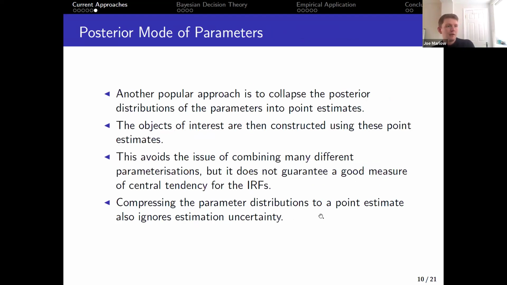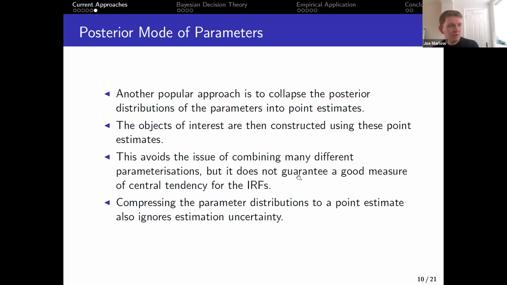The other approach, which I've already covered, is to collapse the posterior distribution into point estimates. Typically people use the parameter modes, but some papers use the parameter mean as well, the mean of the parameter distribution.